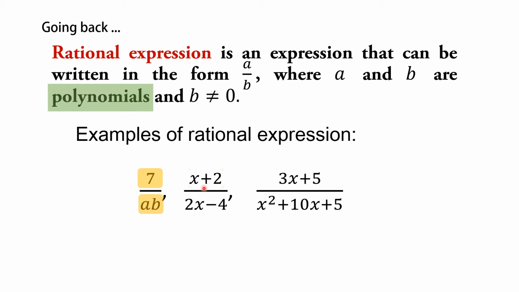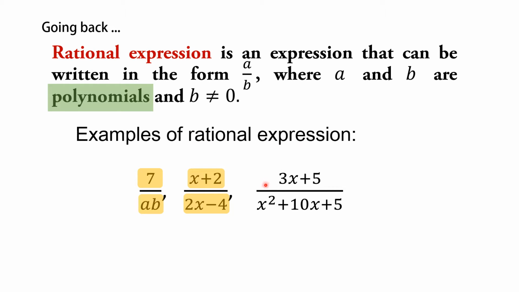Second, x plus 2, the numerator, is a binomial. Its denominator, 2x minus 4, is also a binomial. And it is in a fractional form. Therefore, it is an example of a rational expression.